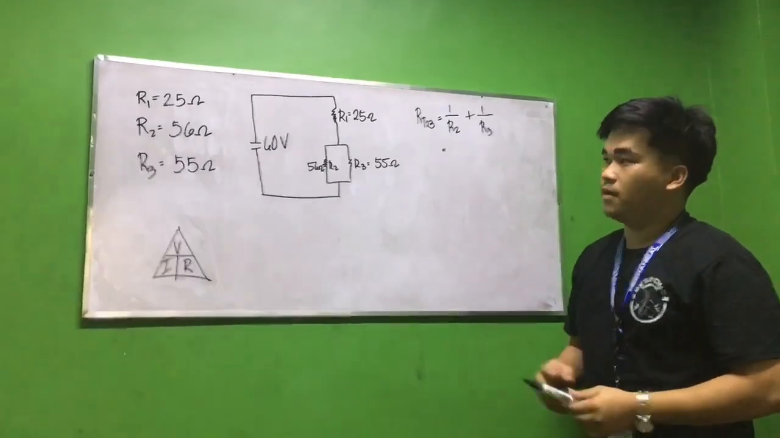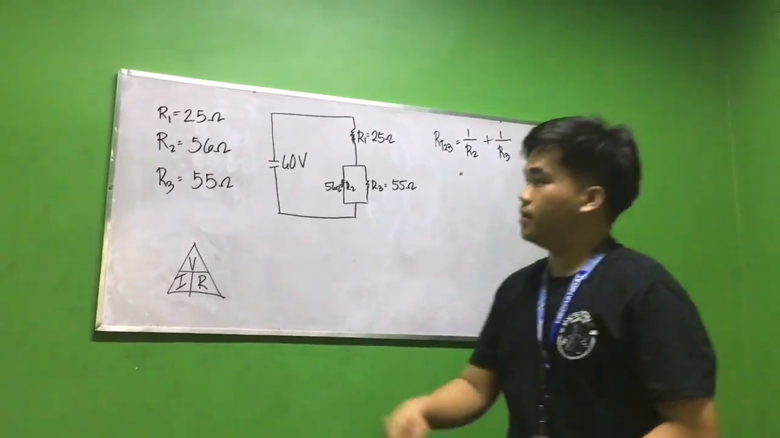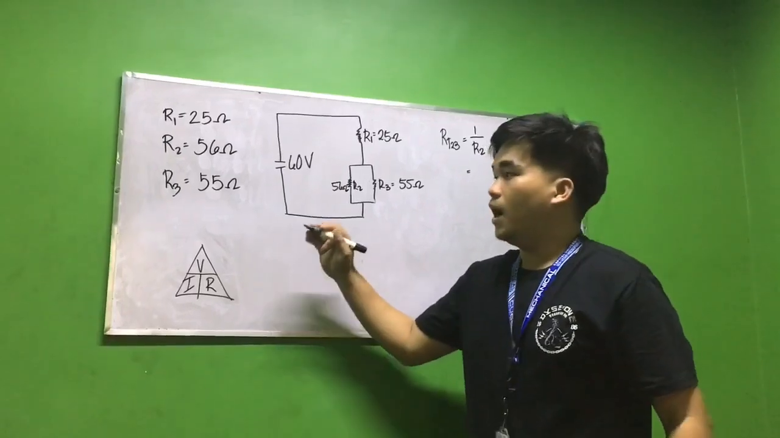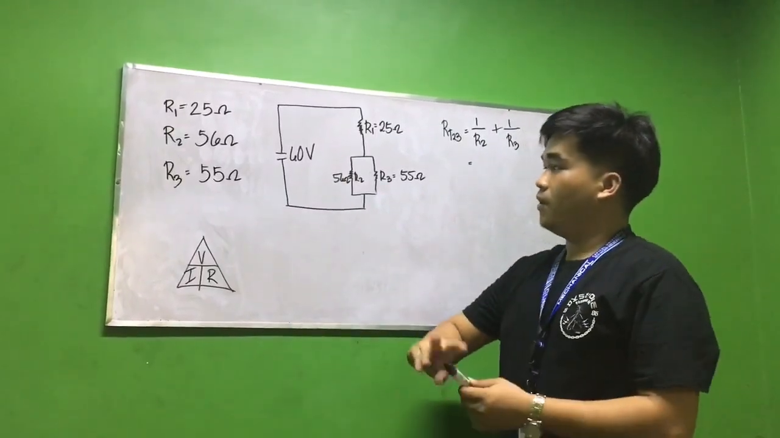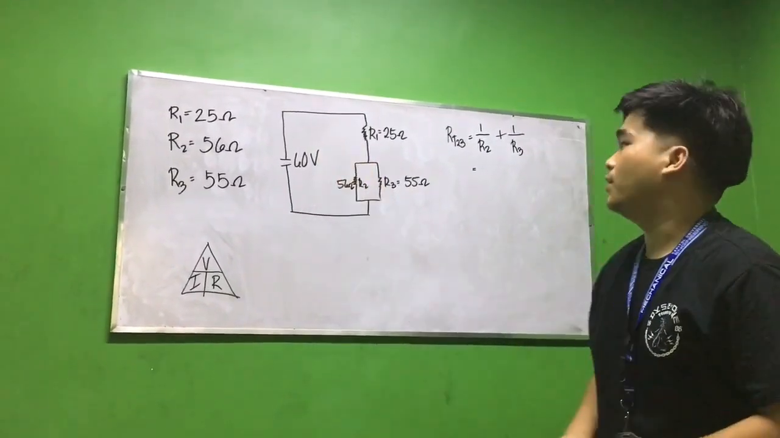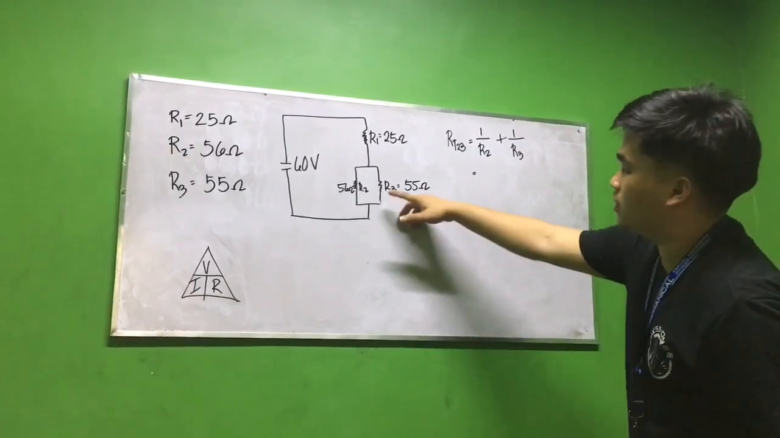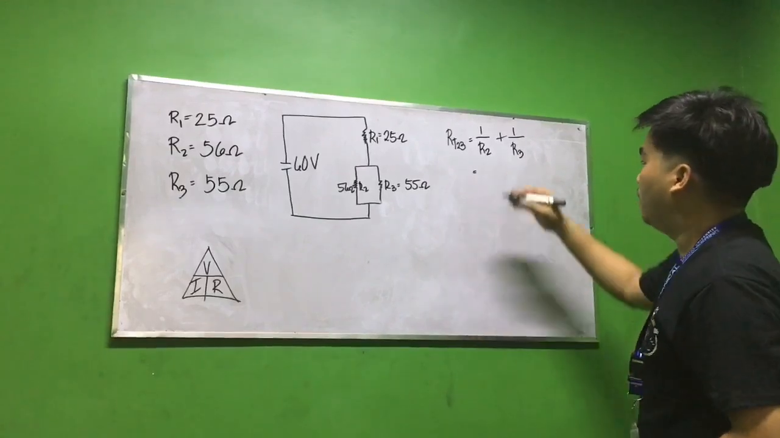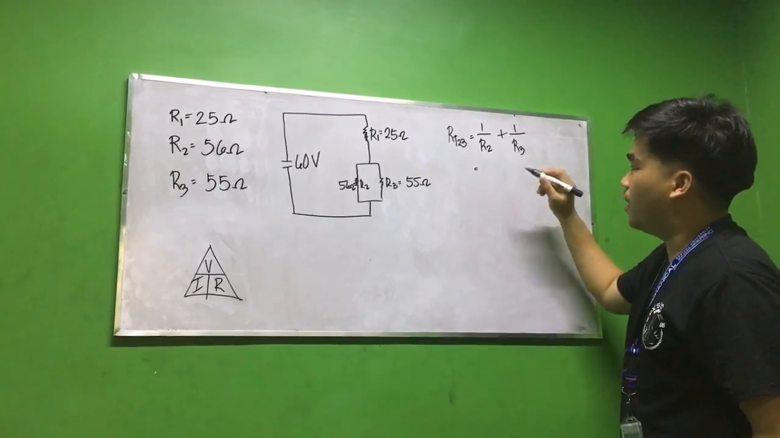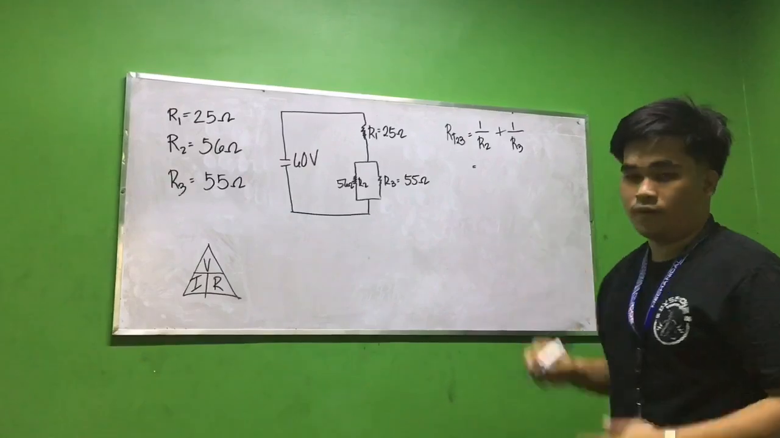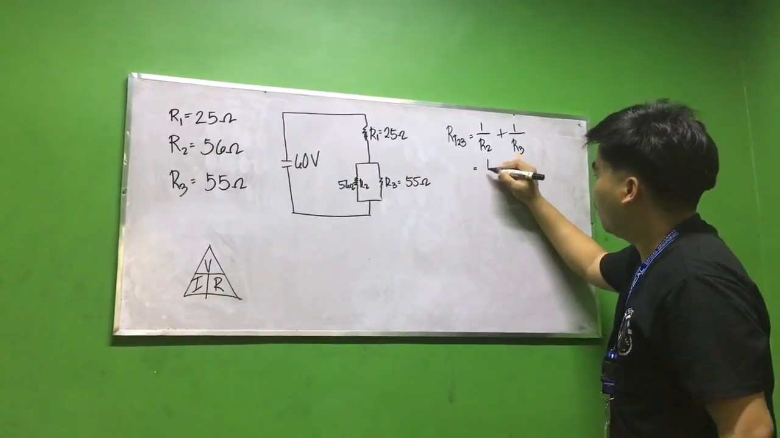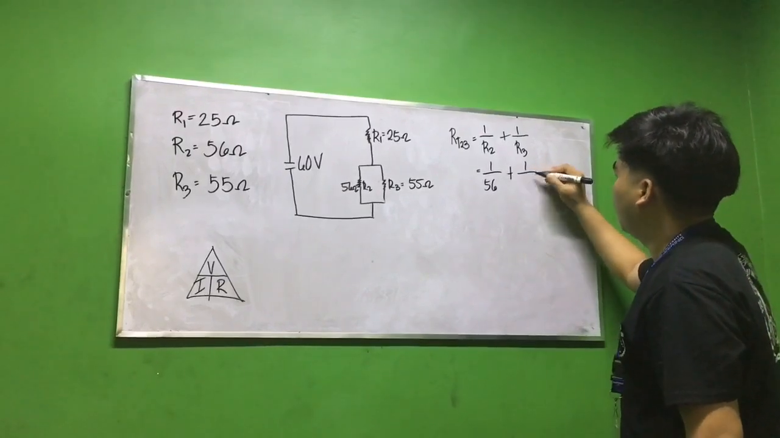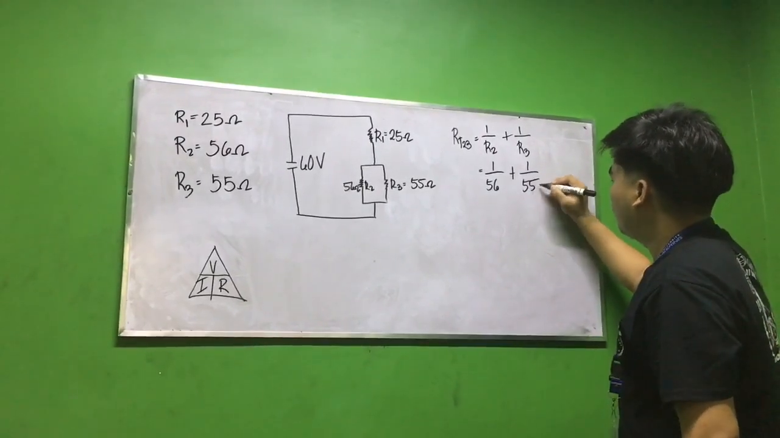So our next problem: we have the given R1 equals 25 ohms, R2 equals 56 ohms, R3 equals 55 ohms, and we have 60 volts. So we have to calculate this parallel circuit. In this formula we have RT23 equals 1 over R2 plus 1 over R3. So substitute 1 over 56 plus 1 over 55 ohms.